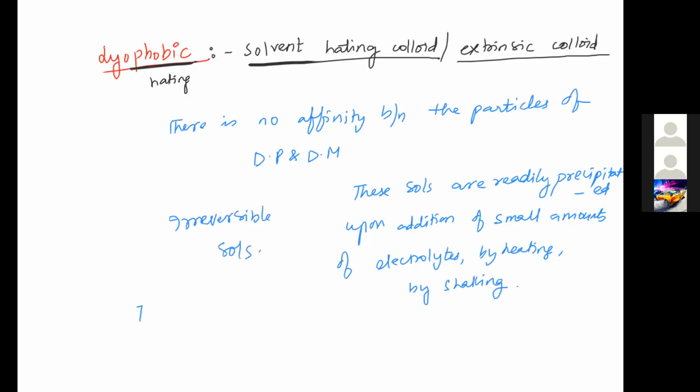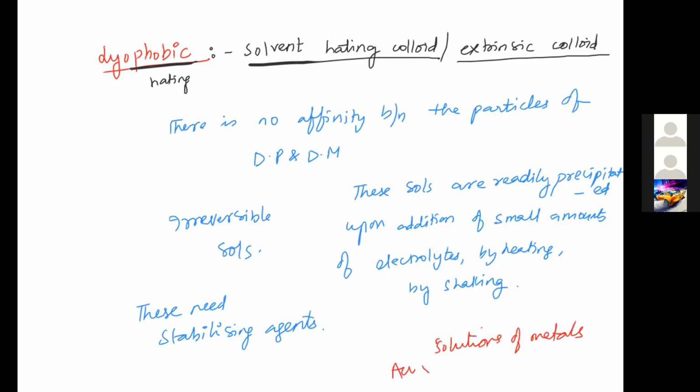That means these need stabilizing agents, if at all they want to be stable. Examples of this are solutions of metals like silver and gold, aluminium hydroxide and iron hydroxide. These are lyophobic colloids.